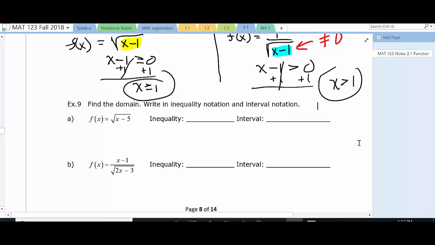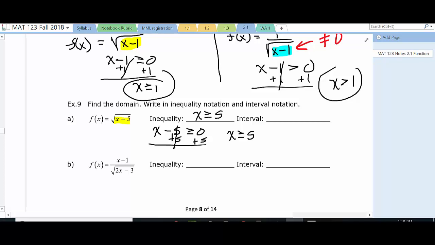Now, putting these together is actually pretty easy to do. It just depends on how well you can solve an inequality, and these inequalities are going to be pretty straightforward. On this problem, you're going to solve the inequality x minus 5 greater than or equal to 0. That's it. All you've got to do is add 5 to both sides, and you get x is greater than or equal to 5. It's okay if you just write x is greater than or equal to 5.